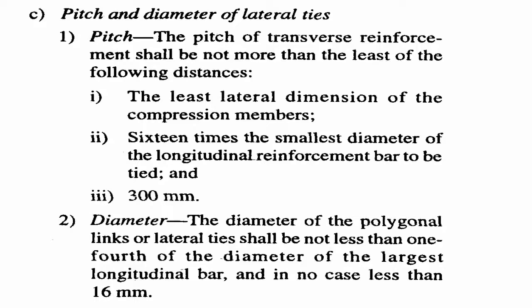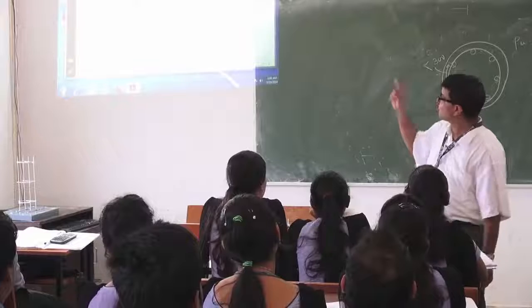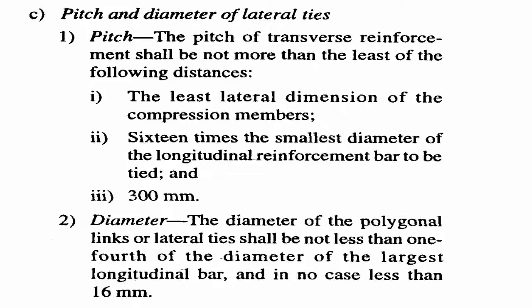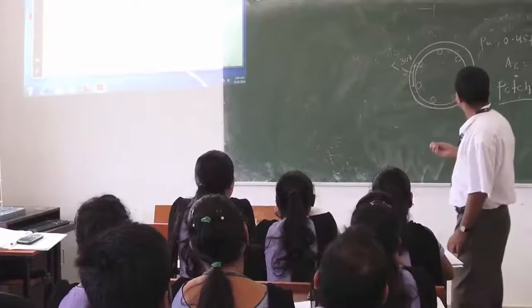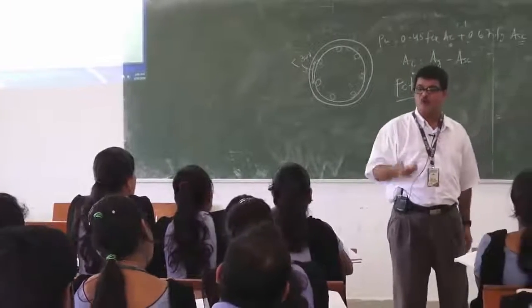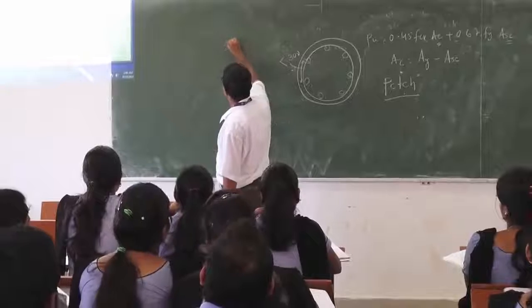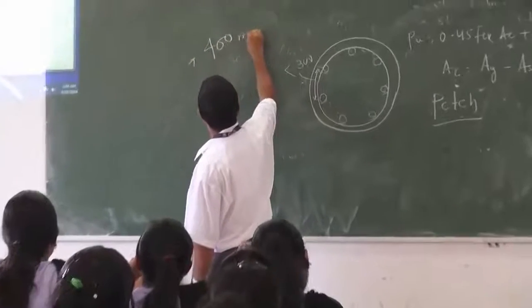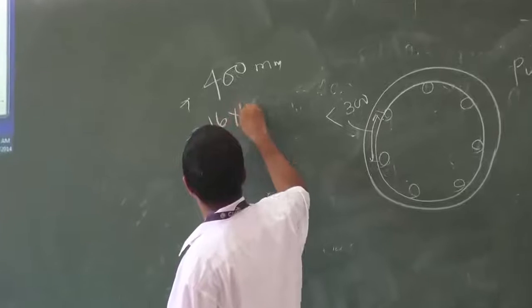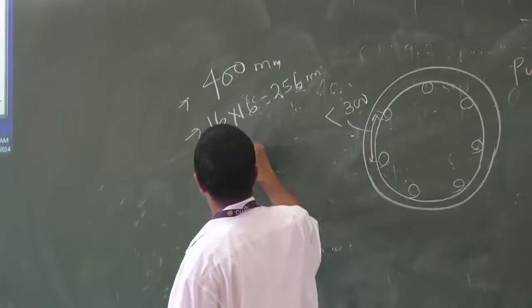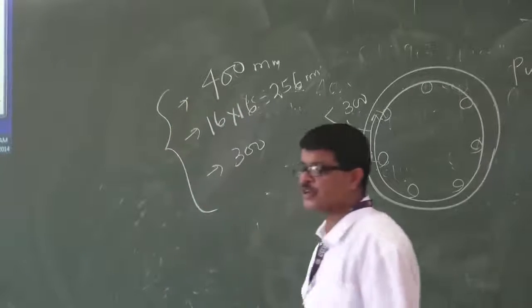The pitch of the transverse reinforcement shall be not more than the least of the following. Out of the 3 values, whichever is the minimum, that is the least value. What does it say? Least lateral dimension of the compression member. Least lateral means, suppose in this case 400 and 600, least is the 400. Then 16 times the smallest diameter of longitudinal bars. We have taken 16 mm, 16 times 16 is 256. Then 300. Out of these 3, whichever is the least.